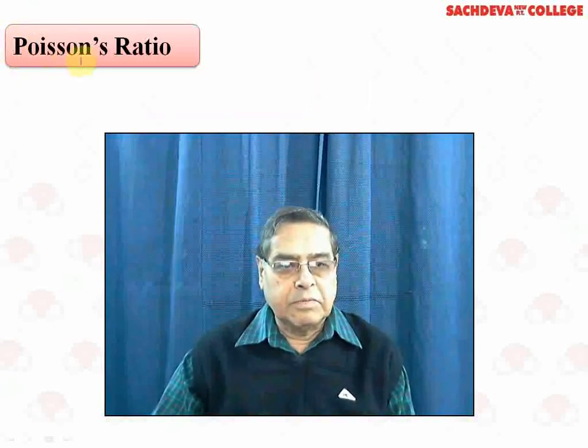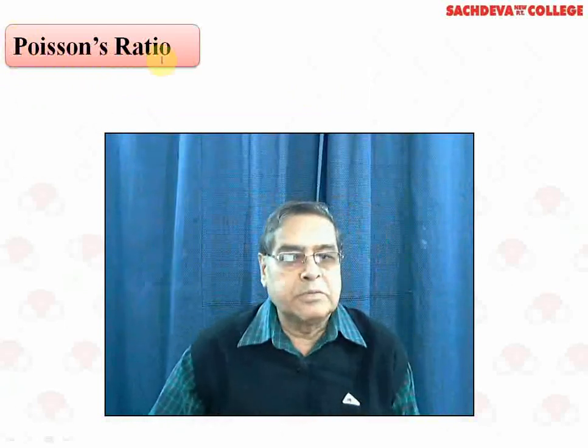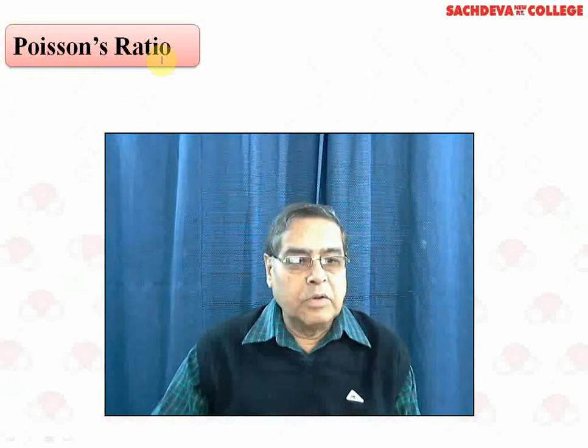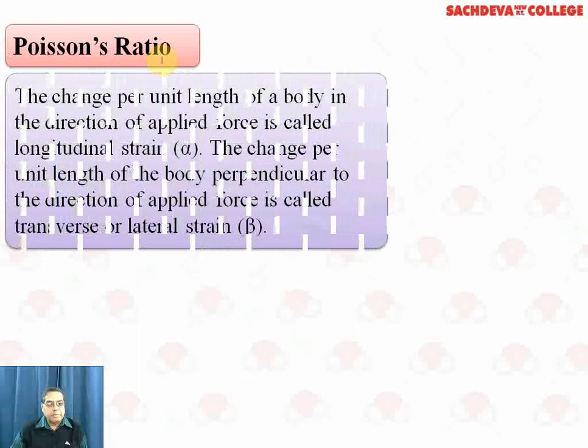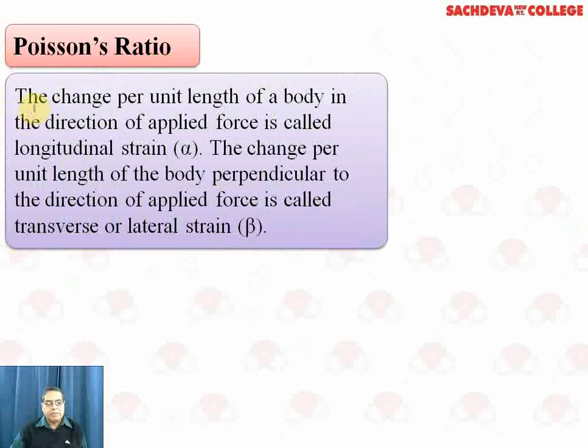The very first thing which we are going to discuss now is the Poisson's ratio. Earlier, we discussed concepts like stress and strain, longitudinal stress, longitudinal strain, and now we come towards the Poisson's ratio. That is, we are now referring to the longitudinal as well as transverse sections of the body. So we come to the main concept: the change per unit length of the body in the direction of the applied force is called longitudinal strain.